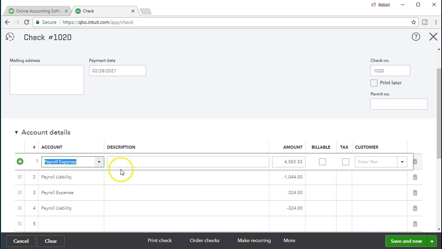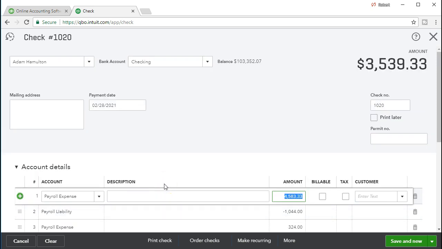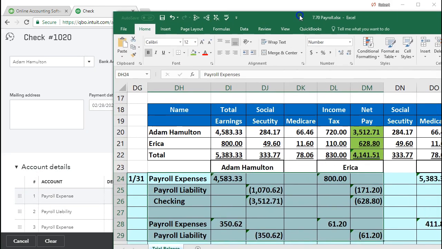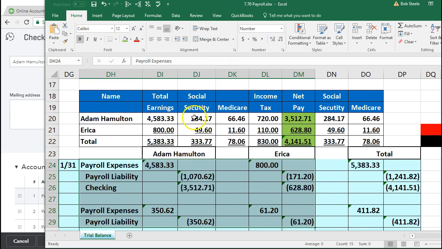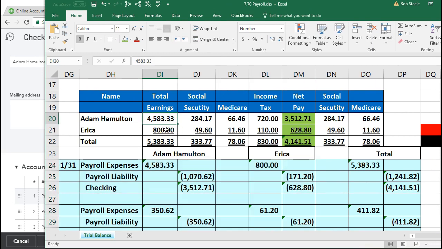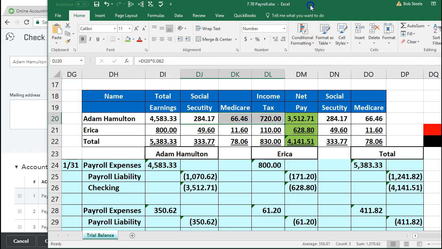And then we're going to tab through this, and we're going to say that the payroll expense is going to be the other side of this transaction. Now, we're going to remember if we look at the Excel sheet here, that he earned this amount. That's the full payroll expense, but the net check should be this amount. So we expect the net check to be this and the payroll expense to be that, and then we've got to subtract these out of it somehow. That's what we're going to do here.